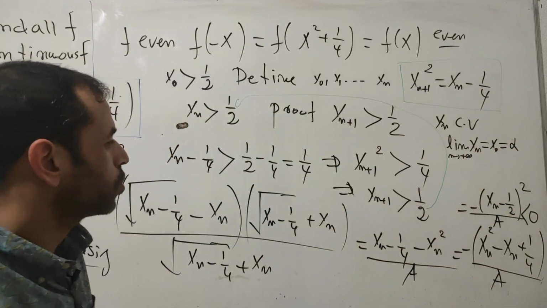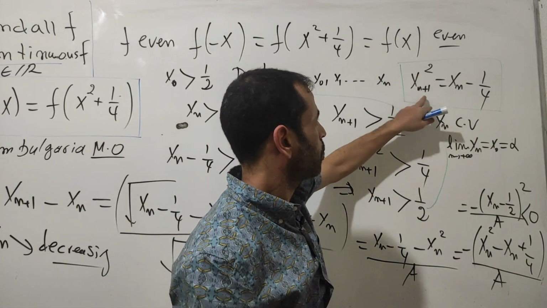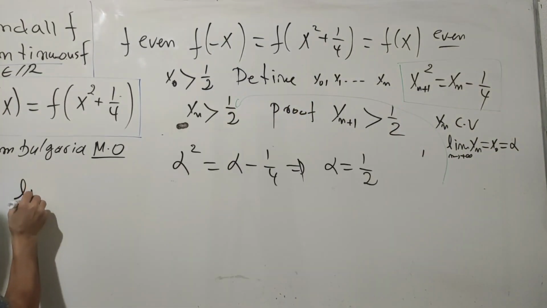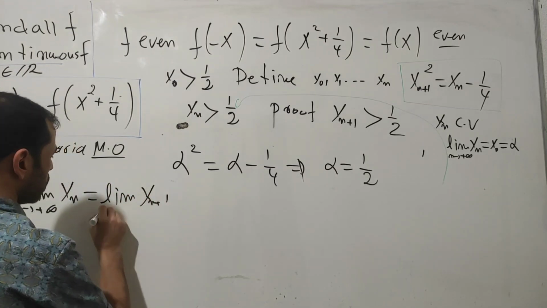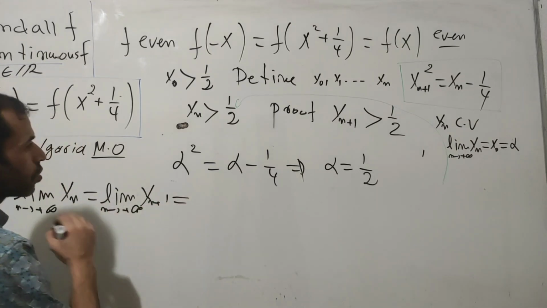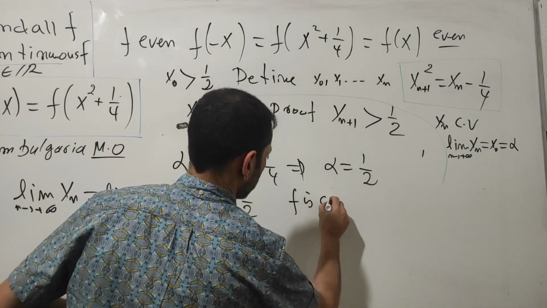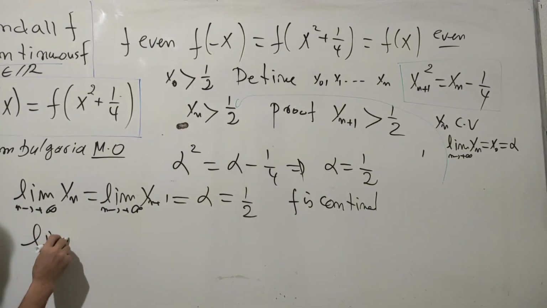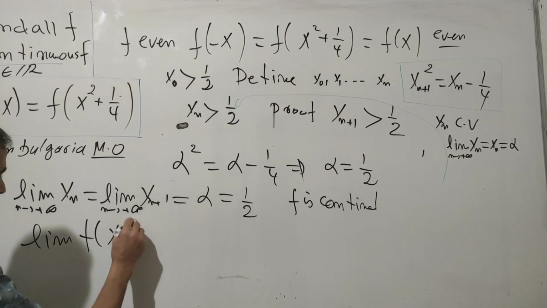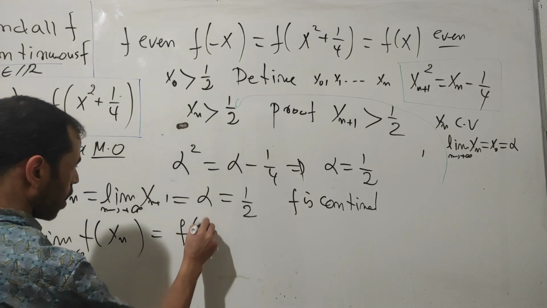Okay, now we determine this alpha. We are simply going to replace this one with alpha squared, applying the limit on both sides here. The limit of x sub n as n goes towards infinity equals the same thing, the limit of x sub n plus 1 as n goes towards infinity, which equals alpha, which equals half. f is a continuous function, so I'm going to apply f on both sides here. So we get the limit of f of x sub n as n goes towards infinity, which equals f of half.